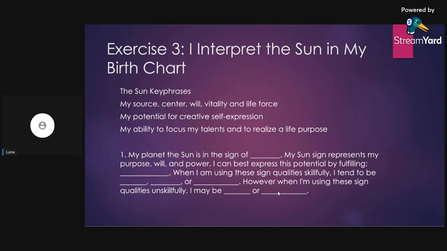So now we have, my planet, the sun, is in the sign of, and again, we are using mine as an example, Taurus. My sun sign represents my purpose, will, and power. I can best express this potential by fulfilling my need to be resourceful, productive, and stable. When I am using these sign qualities skillfully, I tend to be productive, artistic, and loyal. However, when I am using these sign qualities unskillfully, I tend to be stubborn and lazy.